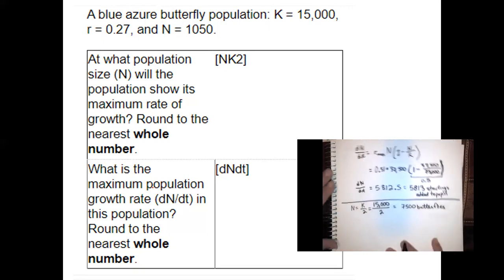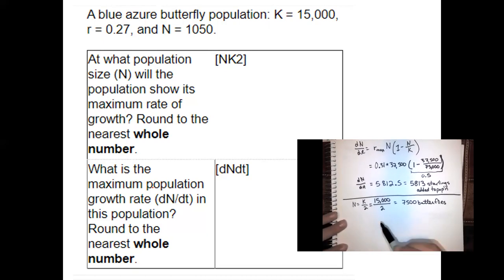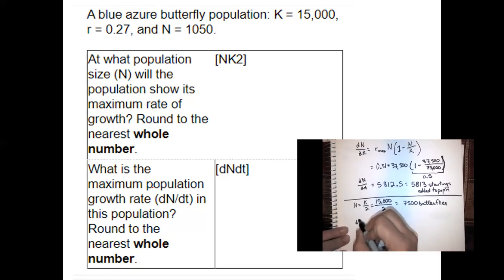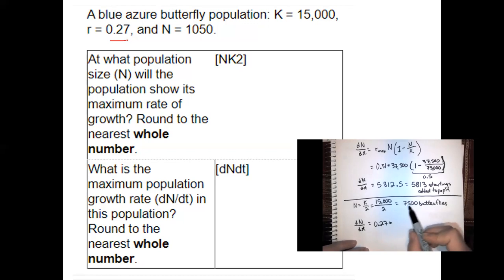So what is the population growth rate when it's growing the fastest? Once again, we know dN/dt is equal to the growth rate. I tell you that the growth rate is 0.27 times the number in the population, right? So we know 7,500 butterflies times 1 minus, we know that this whole thing is 0.5, but just to be clear, 7,500 butterflies over 15,000 butterflies.